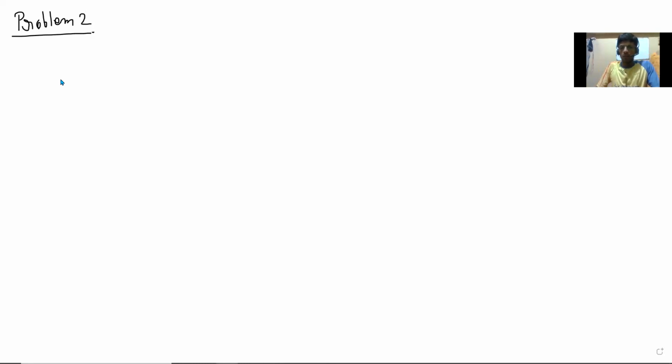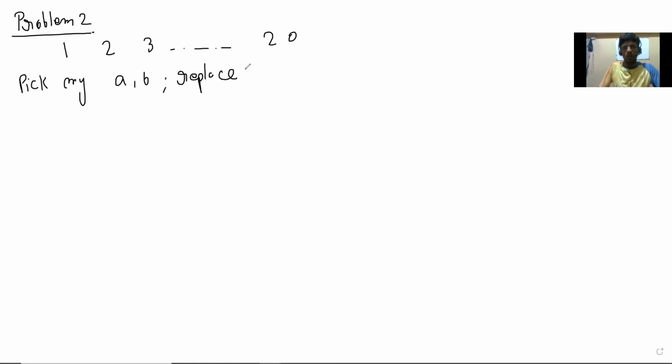1 to 20, and again you can take two numbers, you can erase them, but you have to replace them by ab plus a plus b. So this time it looks more strange. Okay, 1, 2, 3, dot dot dot till 20. Let's write it. Okay, pick any two, pick any a comma b, replace. A question is, what is left in the end?